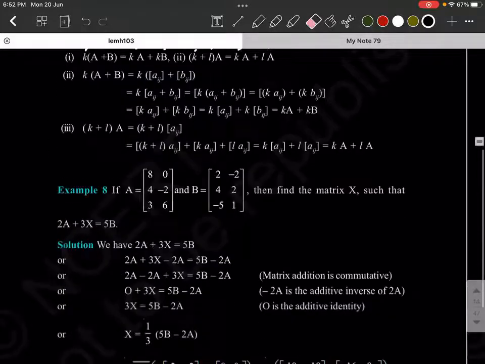Okay. Now having this in mind, let's do example number 8. A is equal to 804 minus 236. B is equal to 2 minus 2, 4 to minus 5. Then find the matrix X such that 2A plus 3X is 5B.